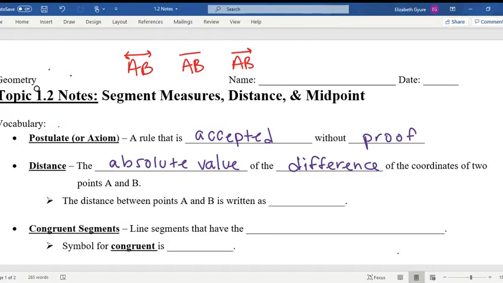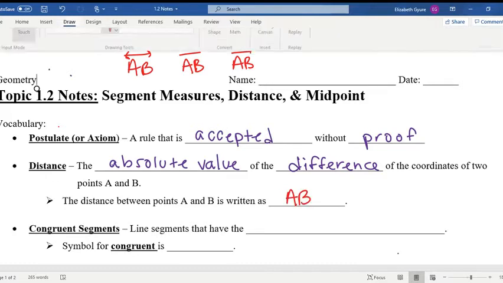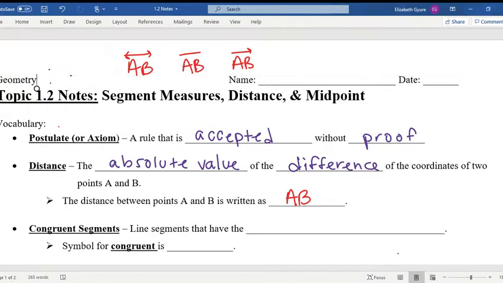When we talk distance, we write it as just the 2 letters with no symbol up above it. So if you see 2 letters paired together, this is a distance, which keep in mind means it's a number, a numerical value. It's representing it. Think of it almost like a variable.